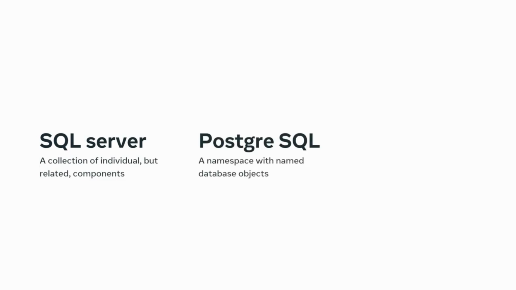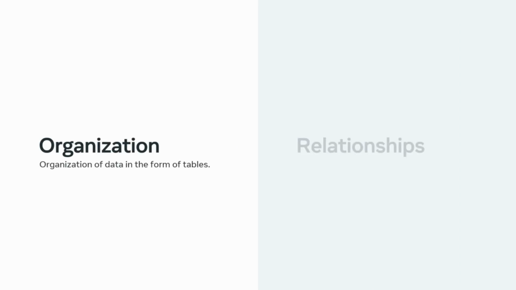In PostgreSQL, a database schema is a namespace with named database objects like views, indexes, and functions. An Oracle schema system assigns a single schema to each user. Oracle even names each schema after its respective user. But no matter which type of database you encounter, the two most important concepts you need to understand when working with schemas remain the same: organization of data in the form of tables, and the relationships between the tables.